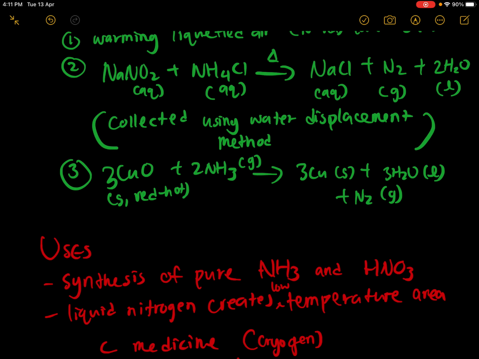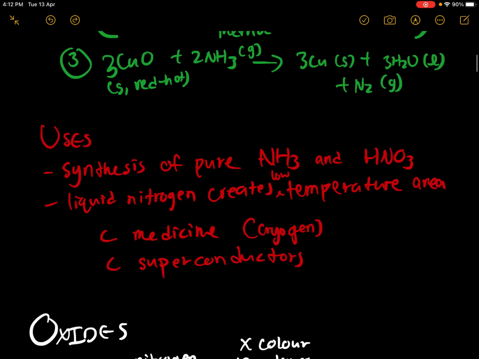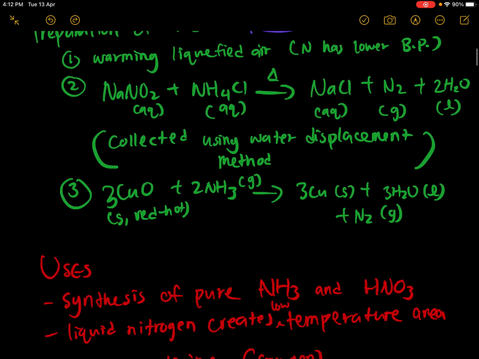Thirdly, I think you have to heat this up as well. I forgot already. If I remember correctly, you heat it up, or it's already heated up. So 3CuO. If you let ammonia gas go through that CuO, the copper oxide, the ammonia will react with the oxygen in the copper oxide, and then it will become 3Cu plus 3H2O plus N2.